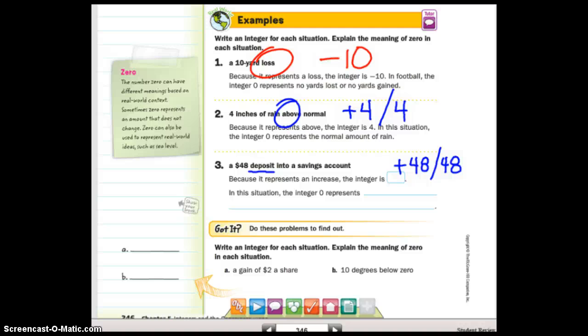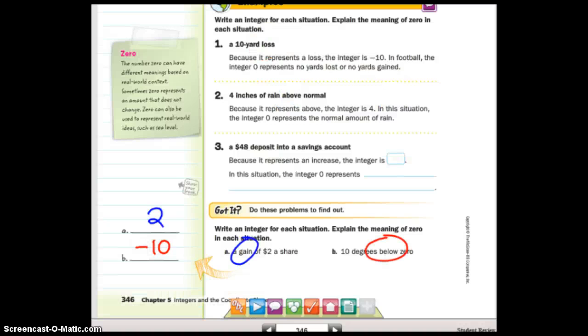When we're talking about integers, you can only write the number and a sign. That's it. So you could write -10, +4, just plain 4, +48, or 48. Now, please do the 2 got it at the bottom of the page. Please pause, answer the questions. When you're ready to resume, hit play.